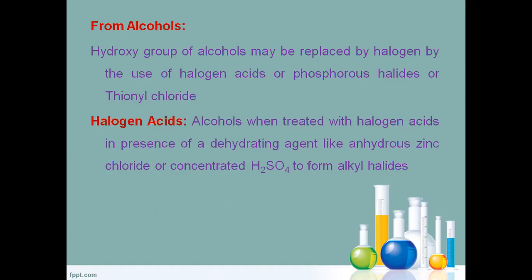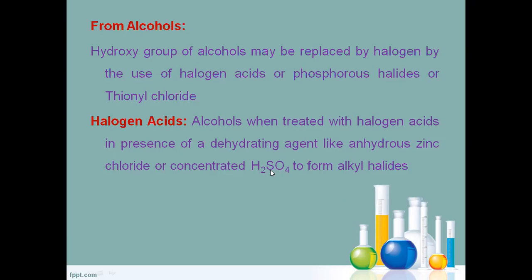Let us see halogen acid. Alcohols are treated with halogen acids in the presence of a dehydrating agent, like anhydrous zinc chloride or concentrated sulfuric acid, to form alkyl halides. Alcohols, when treated with halogen acids in the presence of a dehydrating agent like anhydrous zinc chloride or concentrated sulfuric acid, form alkyl halides.